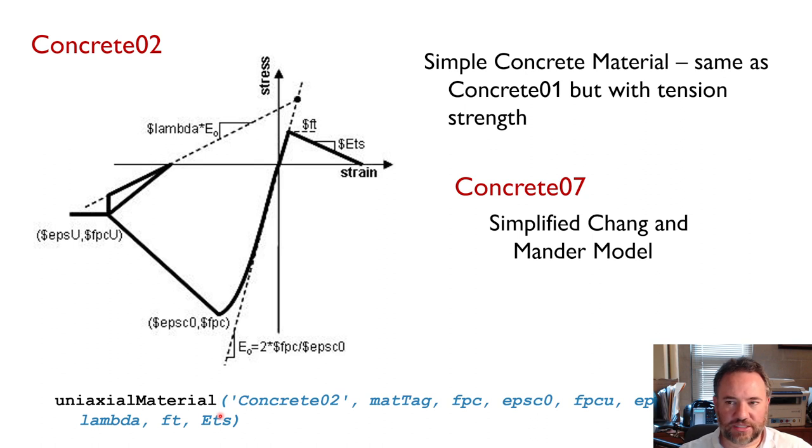Concrete 02 is similar to concrete 01, but it does have a small tension strength that you can identify. Okay, concrete, obviously, we know it has some tension strength, but it's quite small. And you can define this linear tension strength reduction post cracking, basically. This is concrete cracking.